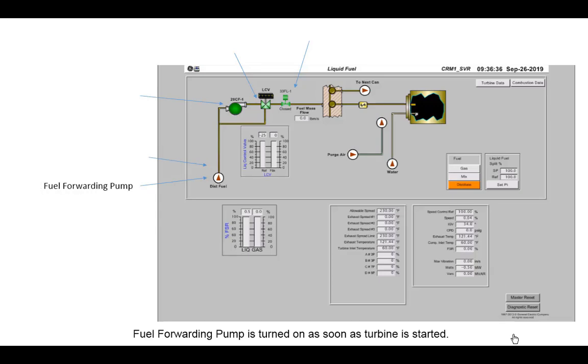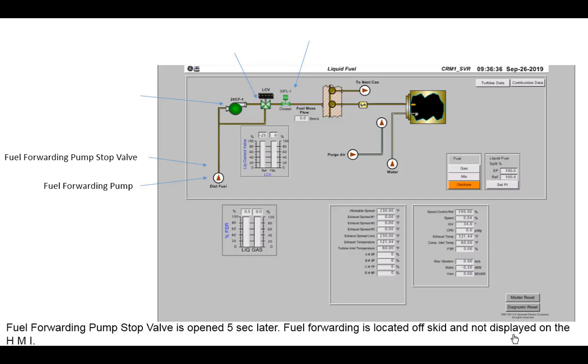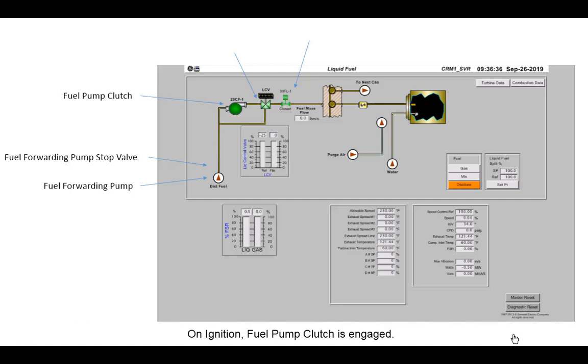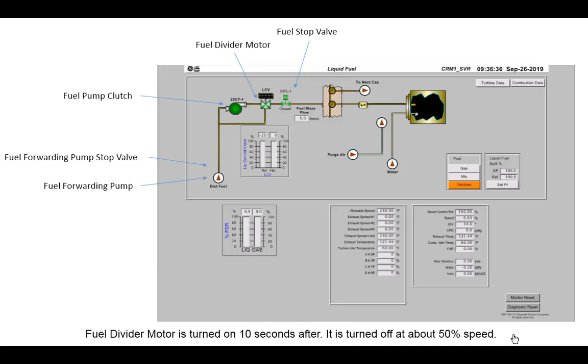Fuel forwarding pump is turned on as soon as turbine is started. Fuel forwarding pump stop valve is opened 5 seconds later. Fuel forwarding is located off skid and not displayed on the HMI. On ignition, fuel pump clutch is engaged. Fuel stop valve is opened. Fuel divider motor is turned on 10 seconds after. It is turned off at about 50% speed.